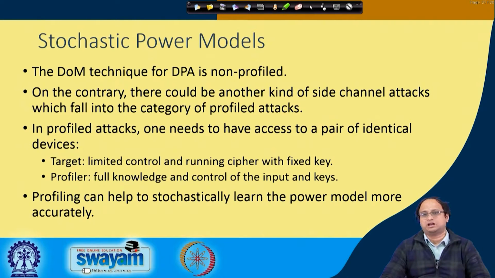The first one is a target, where you have limited control and there is a running cipher, say AES, with a fixed key. You cannot change that key. On the other hand, in a profiling phase, you have been provided with exactly identical hardware, where you have full knowledge and control on all the inputs. You can change the inputs, you can change the key, and you can do profiling as much as you want. Profiling can be used to stochastically learn the power model more accurately, and that will help improve the accuracy of your power attack.